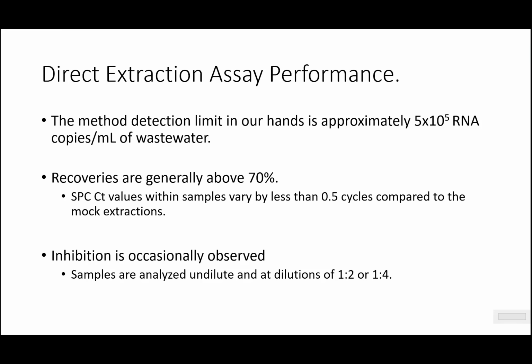We generally see recoveries of above 70% for this method, and this is based on that in vitro transcribed RNA sample processing control. Also, the CT values from the RT-qPCR of that processing control generally are within half a cycle of one another in the samples and the mock extractions, and this highlights the consistency of the method overall. We do see on occasion some inhibition. Usually, this is observed in wastewater samples that are composed of both industrial as well as residential inputs. And we found that diluting the sample 1 to 2 or 1 to 4 usually mitigates the inhibition.